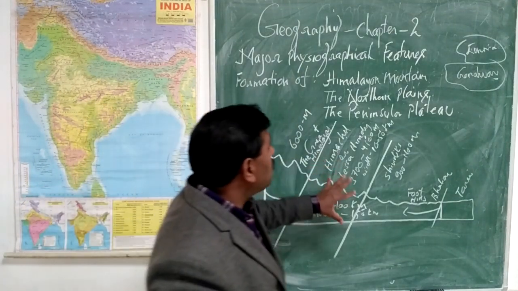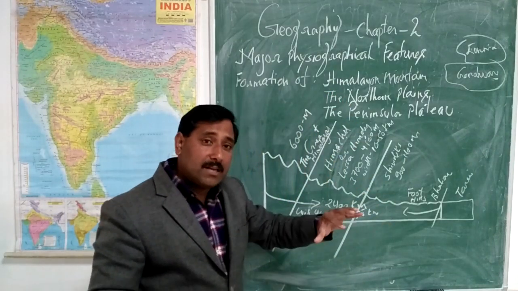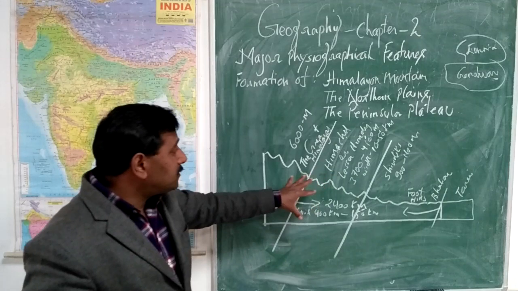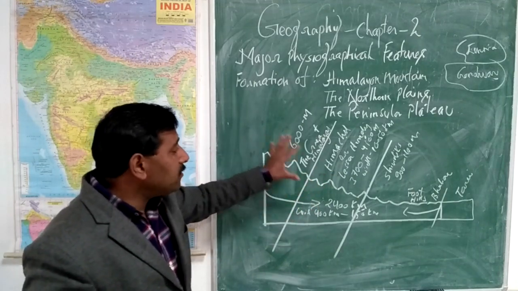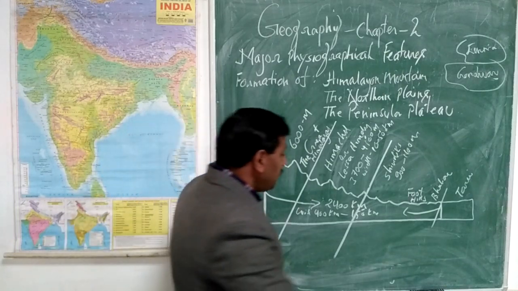So this was about the Himalayan mountains. We discussed earlier the formation, and we discussed right now the different divisions of the Himalayas. Now next we will come to the northern plains.